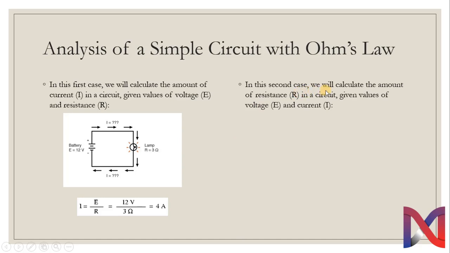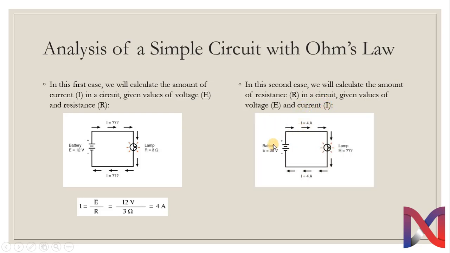In the second case, we will calculate the amount of resistance in a circuit given the values of voltage and current are known. Now considering this circuit, we have 36 volts as our source, 4 ampere as our current, and now we don't know the resistance of the lamp. So we will calculate the resistance as R is equal to V divided by I. So 36 divided by 4, we get our resistance as 9 ohm.